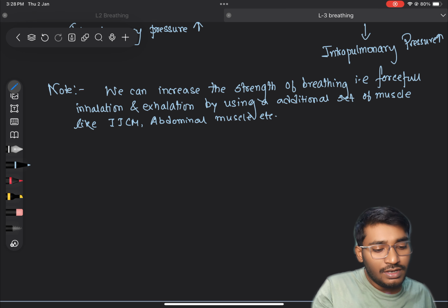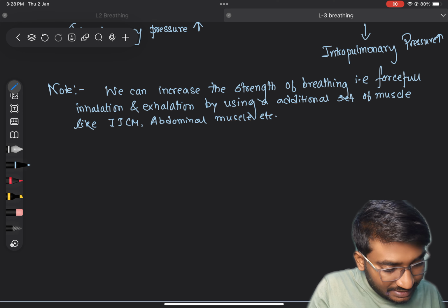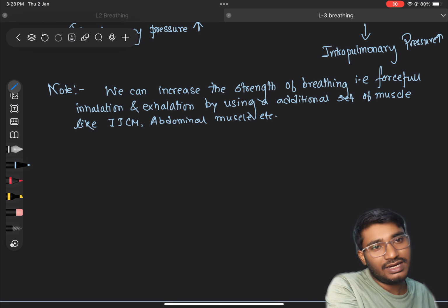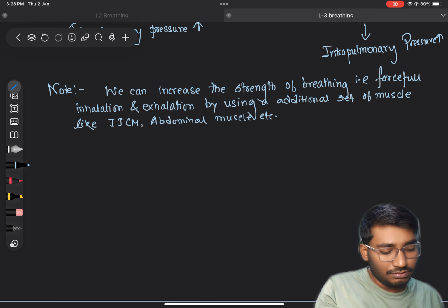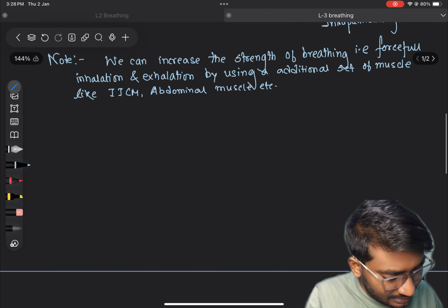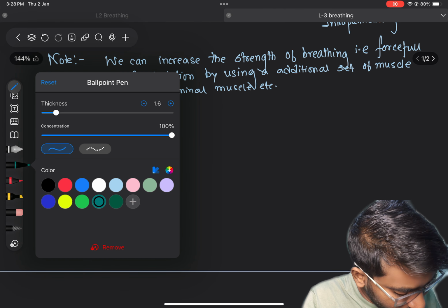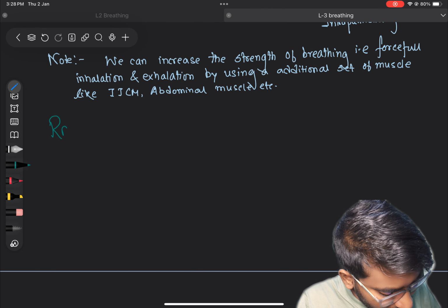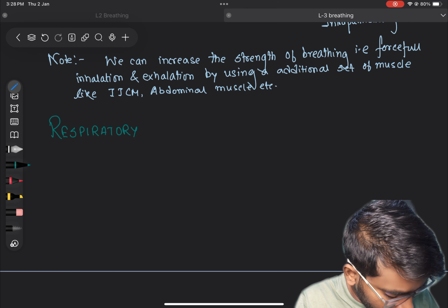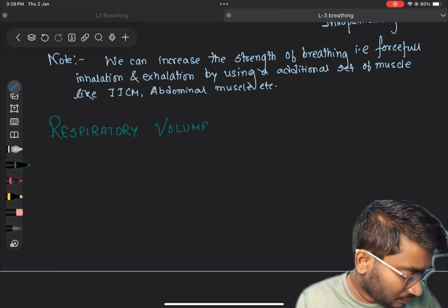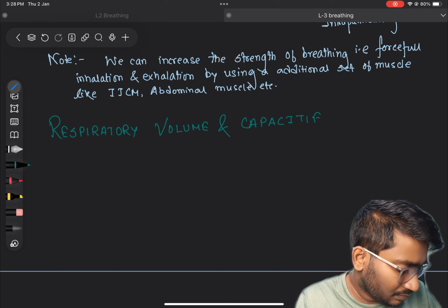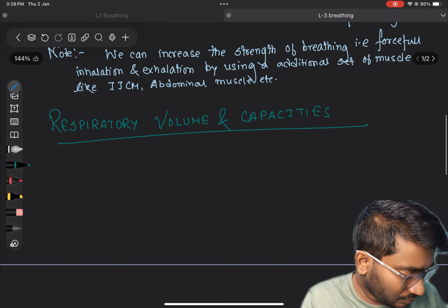Now the respiratory volumes and capacities. We have to read the respiratory volumes and capacities because questions come from here every year. Give a heading: respiratory volume and capacities.